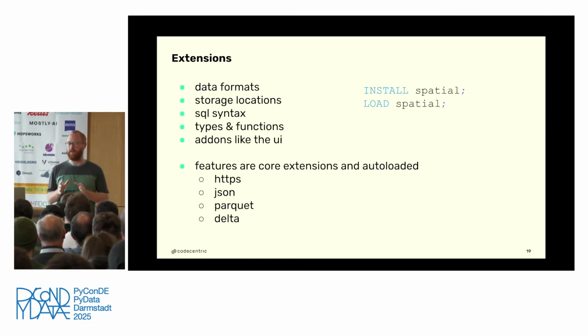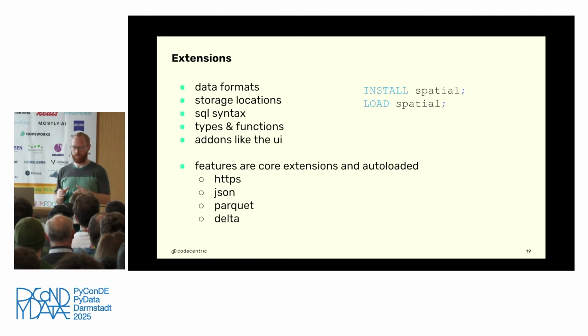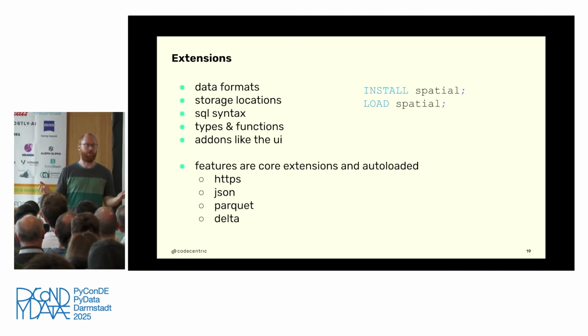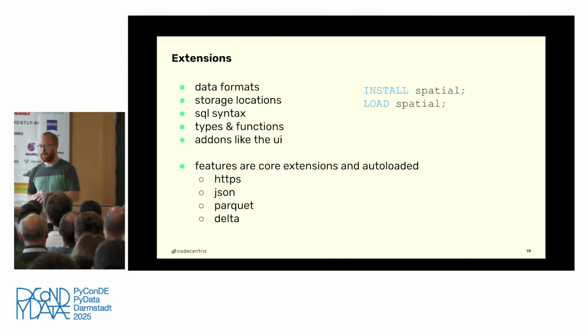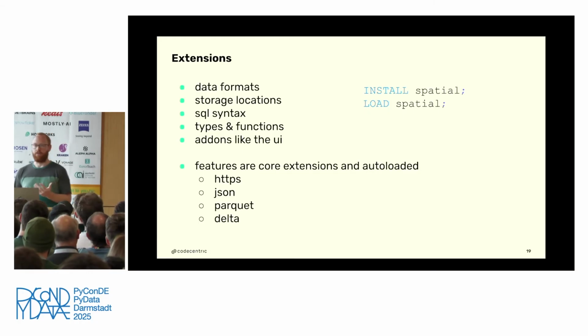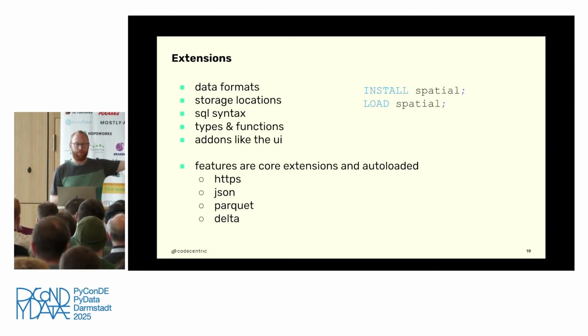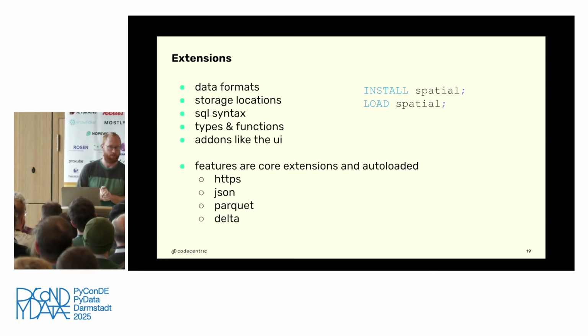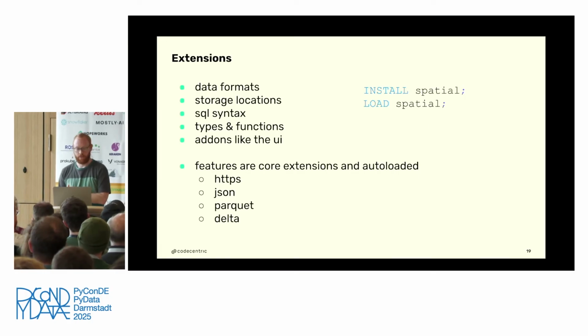You don't recognize it most of the time because they are auto-loaded. So for instance, HTTPS, JSON, Parquet data, they are auto-loaded. As soon as you do a read Parquet or read delta, the extension is auto-loaded. But there are some extensions that need to be loaded explicitly, like the spatial one where you can do spatial computations.